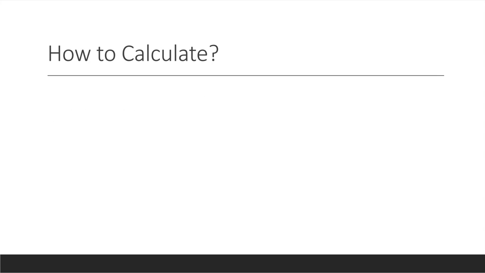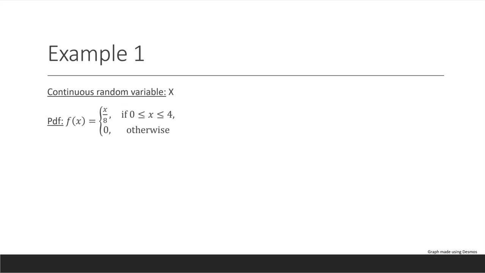Okay, so how do we calculate? In general, you need to use integral calculus. However, if the PDF, which is short for, in this case, probability density function, is nice enough, you can use geometry. Let's do an example. Consider the continuous random variable x with PDF this. Its graph looks like this.